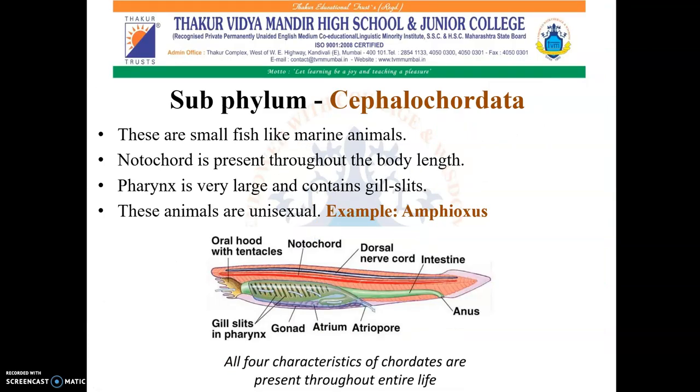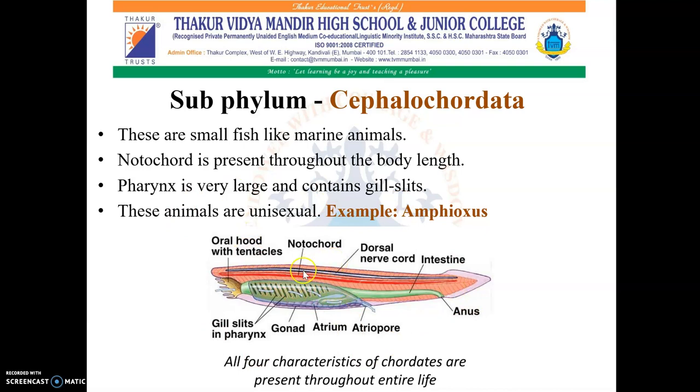Next is Cephalocordata. These are small fish-like marine animals. Notochord is present throughout the body length. Pharynx is very large. As over here you can see, this large portion is showing pharynx and it contains gill slits. These animals are unisexual. Example, Amphioxus. All the four characteristics of chordates are present throughout their entire life.